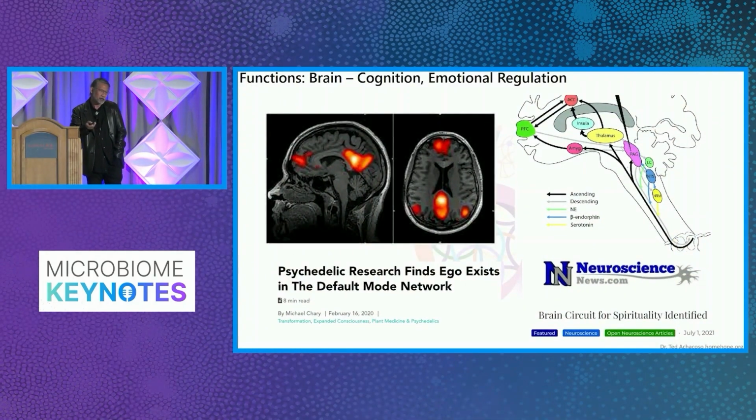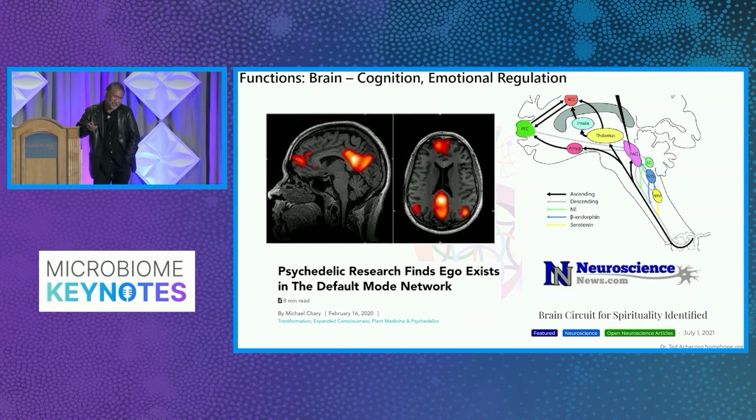Now, the function of the brain is for cognition and emotional regulation, and it's actually interesting: psychedelic research finds the ego exists in the default mode network. This is a network that looks like a butterfly like this. It's composed of the posterior cingulate gyrus, the prefrontal cortex, and angular gyri. And you should keep in mind we're talking about gut microbiota here, and what you could think about is that your ego is actually sometimes getting controlled by your gut microbiota.